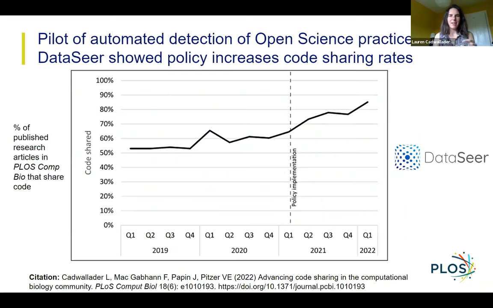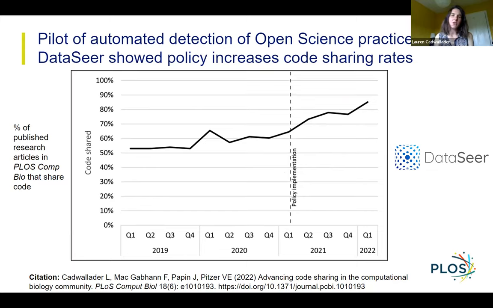So I just wanted to share a couple of graphs of some data that we have. Earlier this year, we did a little pilot study to look at the code sharing rates in PLOS Computational Biology. We worked with a company called DataSeer, who used a natural language processing and AI-driven model to look at code generation and code sharing within the published papers of PLOS Computational Biology. And really, this was to look at how effective our policy had been.